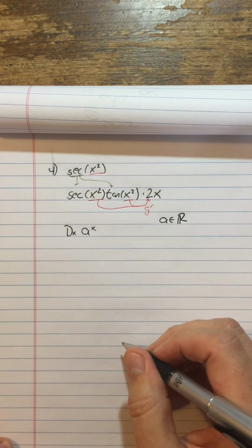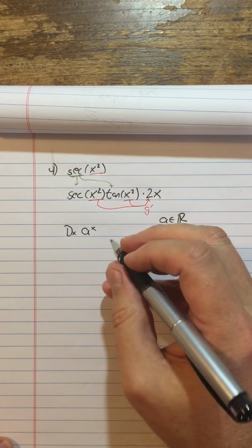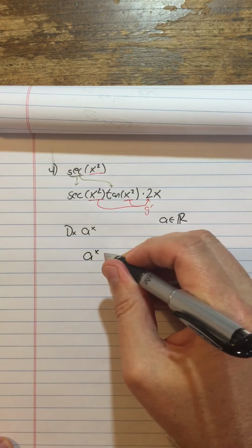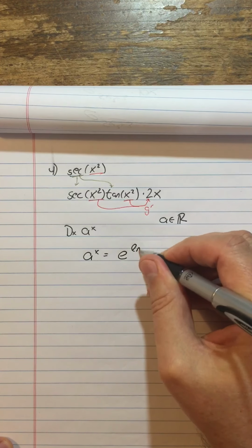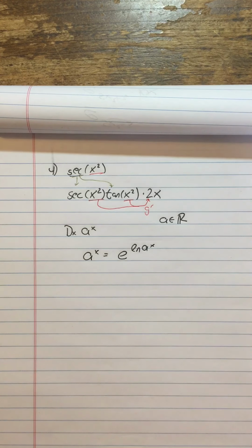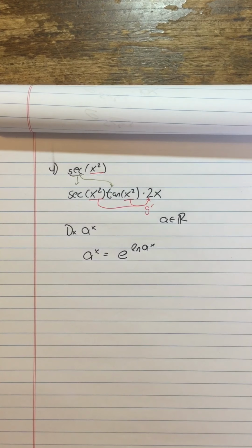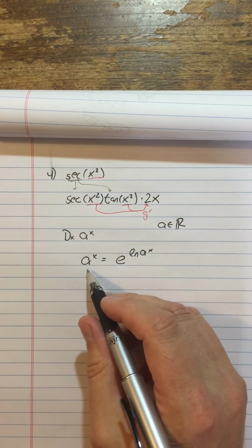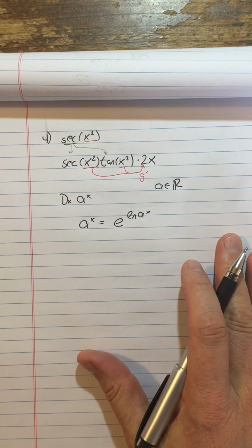Okay, well, here's the trick to that. A to the x is equal to e to the ln of a to the x. See, my whole problem is I know what the derivative of e to the x is. E is 2.718, it's a specific number, right? What if the base was a different number? Like what if it was 3 to the x?